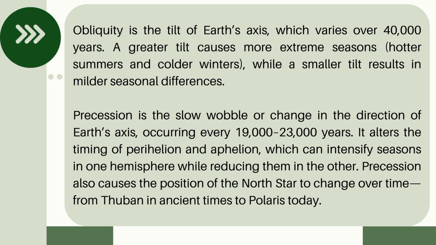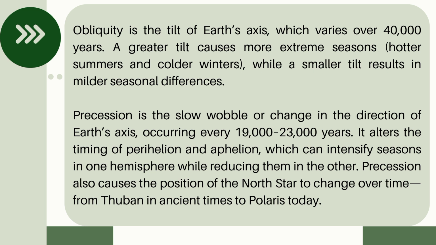The axis is like the invisible line Earth spins around. When the tilt is bigger, the seasons become more extreme. That's when summer gets hotter and winters get colder. But when the tilt is smaller, the seasons are not too different from each other. And lastly, we have precession.